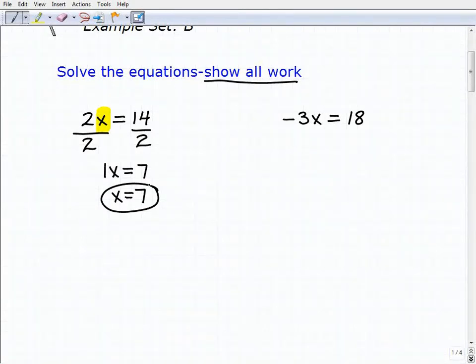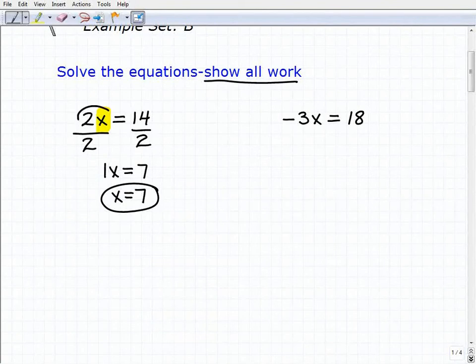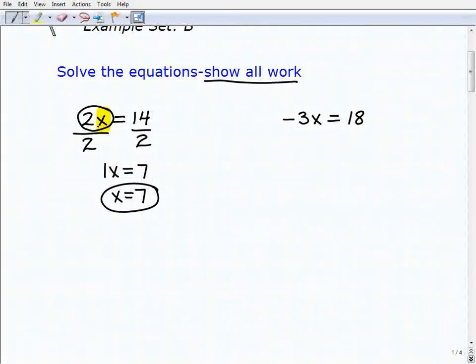But this is the big concept that I want you to get. We saw that what we had going on next to the variable was multiplication. So we used division to solve our equation. Remember, division is the inverse operation to multiplication. And that's the big picture that I want you to see. All right, so let's move on to our next problem here.